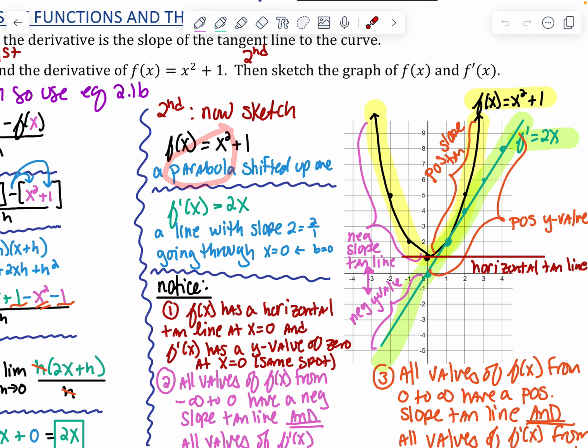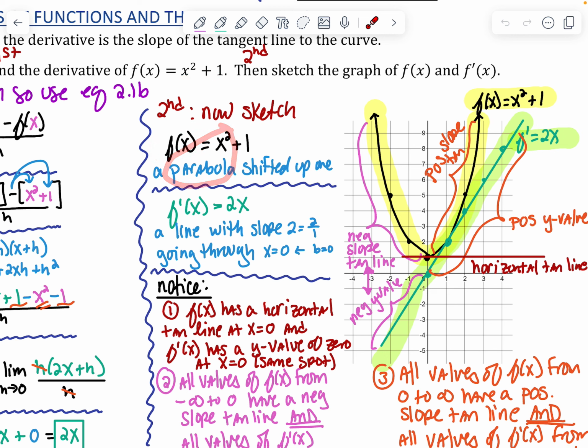So here's the secrets to pick up for this. Anytime the original function has a horizontal tangent line, then the slope of that tangent line is going to be 0. That means the derivative is 0. So because I notice this horizontal tangent line at the bottom of my U shape right here, it was at this spot where x equals 0 that my derivative has a height of 0.